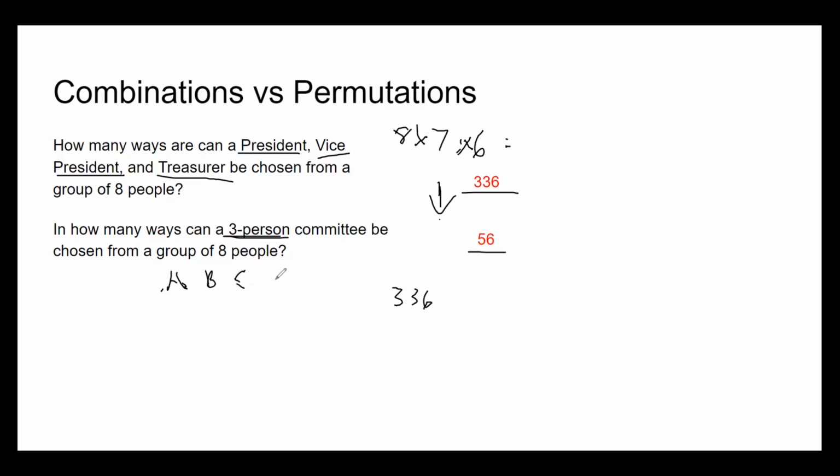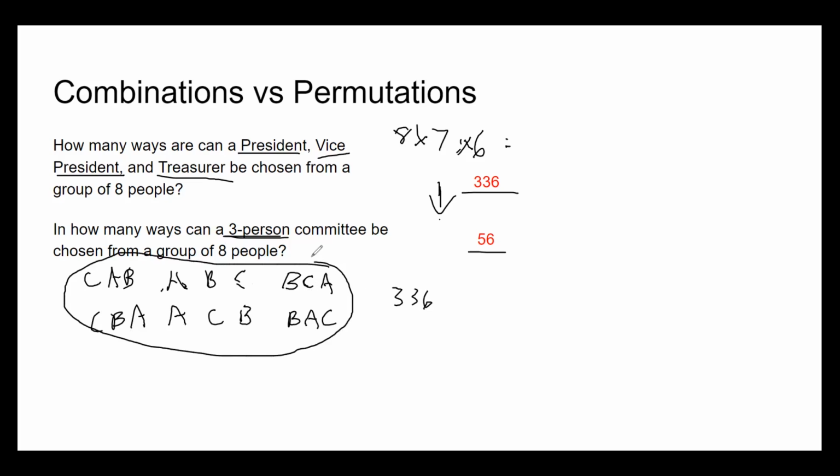You can have this committee A, B, C. But when you ignore the order in which they're chosen, you could also have a committee like A, C, B, or B, C, A. These are all counted as different in permutations, but when you're considering them as combinations of people, these are all the same. These 6 are all the same combination. So you just divide this previous number by the number of duplicates or overlaps, which is 6, to get this number, 56.